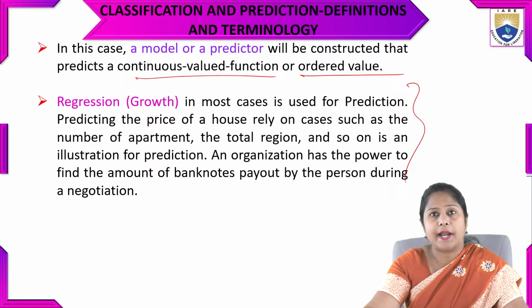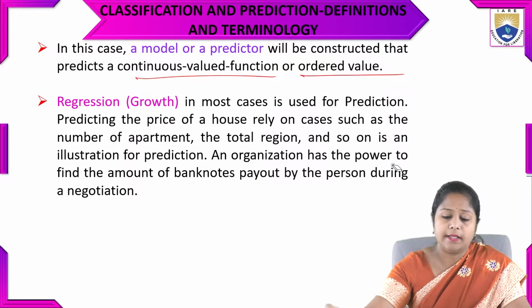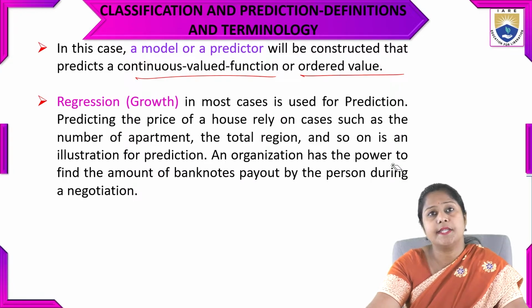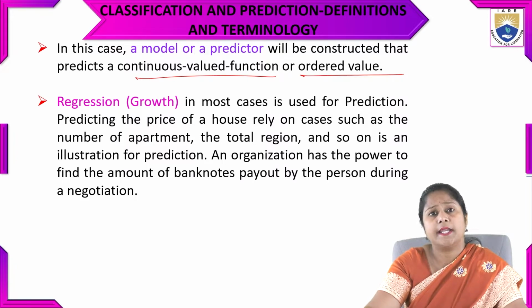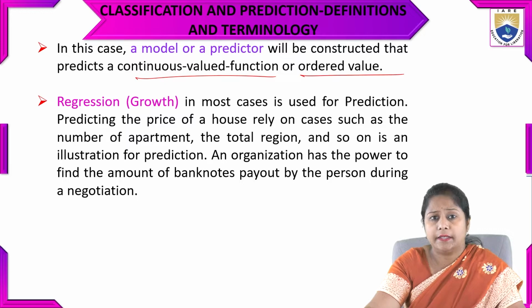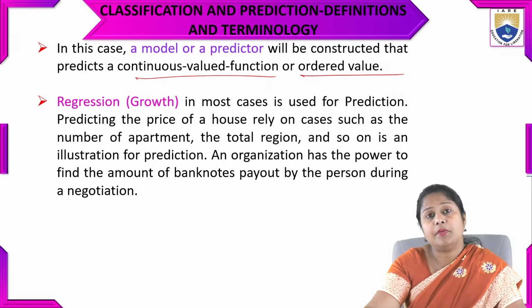For example, predicting the price of a house relies on factors such as the number of apartments, what the total region is, what the future trend will be, and how much the cost will be for that particular flat. So these are some examples that will be taken care of for the prediction. These types of problems we will carry forward for the prediction of future analysis.